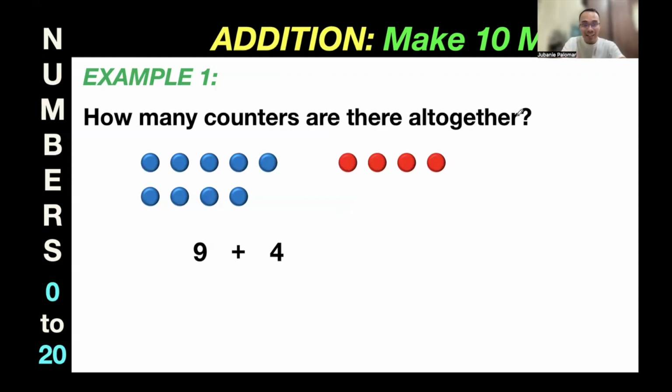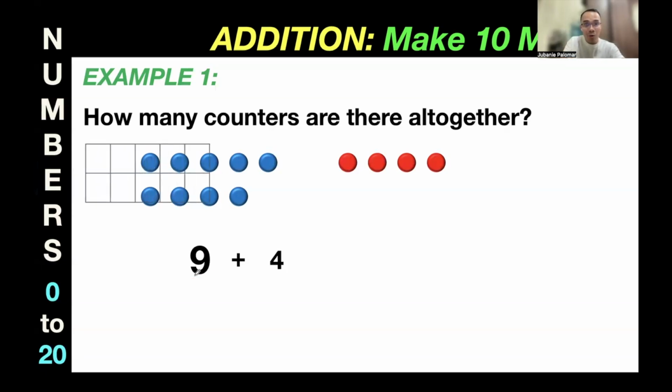Okay? Next, which number is bigger or greater? Is it 9 or 4? Of course, it's the number 9, which means that the number that we need to break into parts is the smaller number 4. Look at number 9. How many more do we need to get 10? What's your answer? 1. And we can see it from the counters.